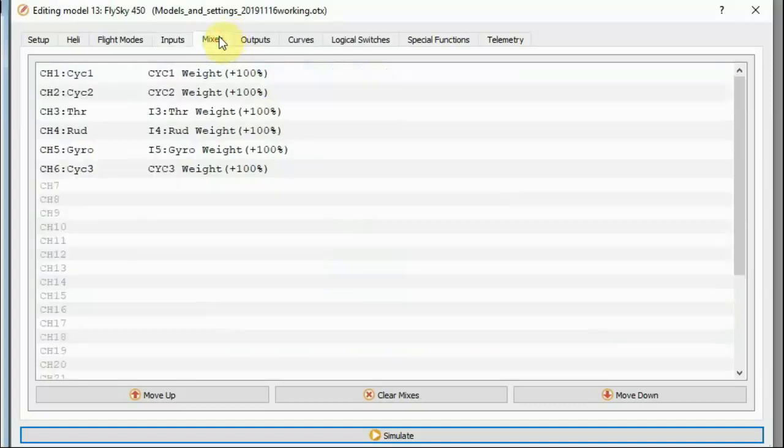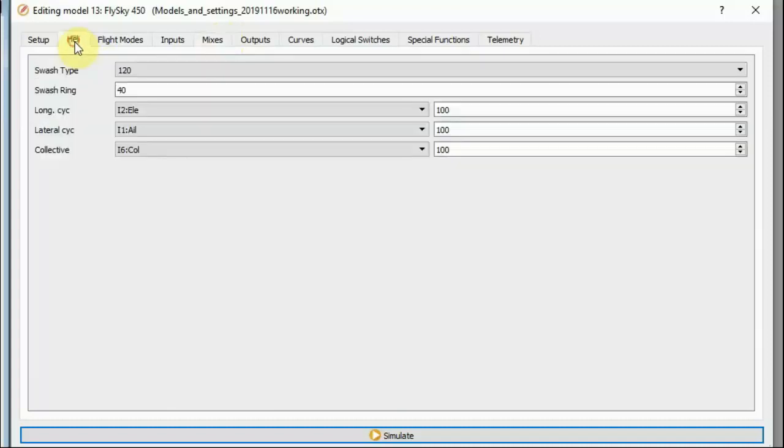Okay. I have current. Well, yes, this is fairly important. This is the mixes page. Now, in the mixes page, this is very different for this type of gyro, this type of helicopter, because the whole point is this heli page creates.